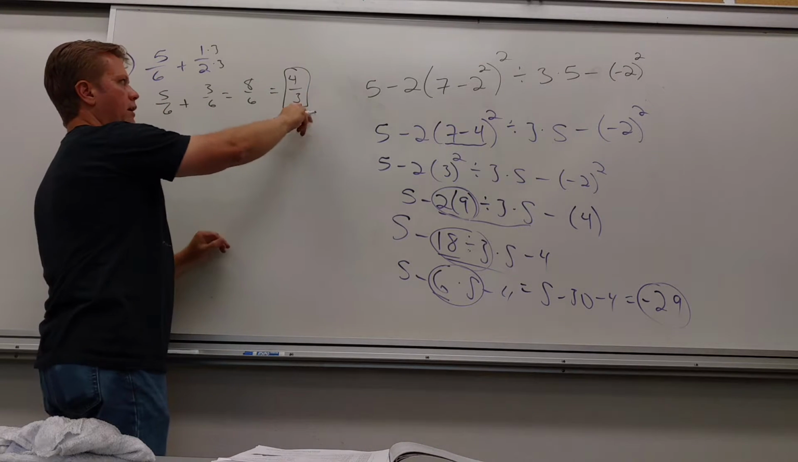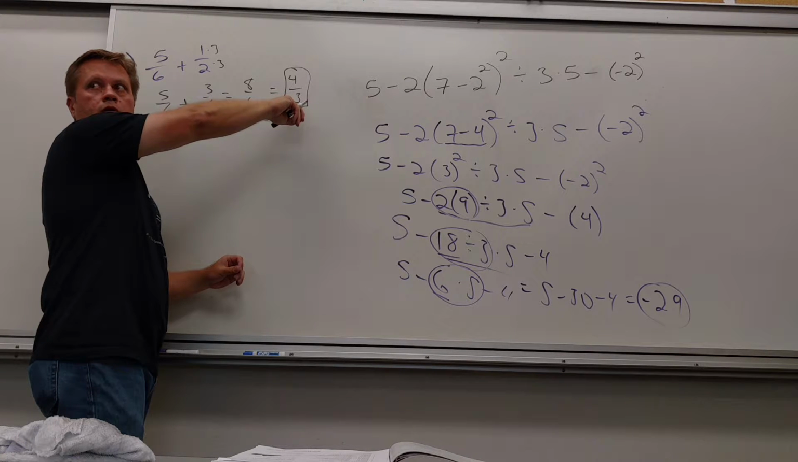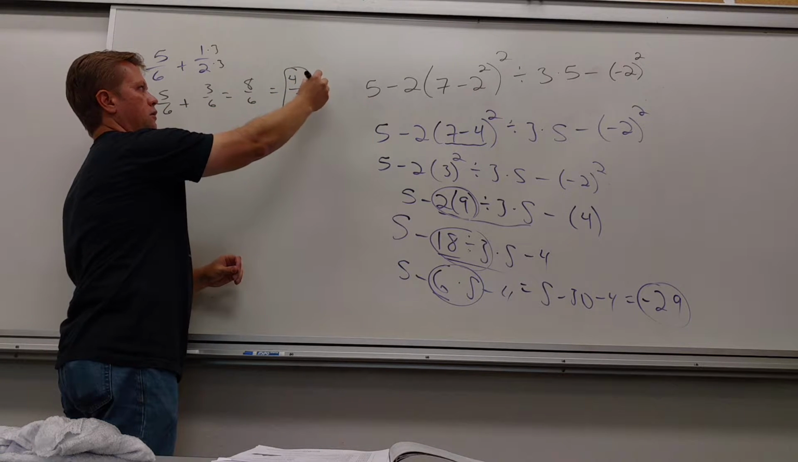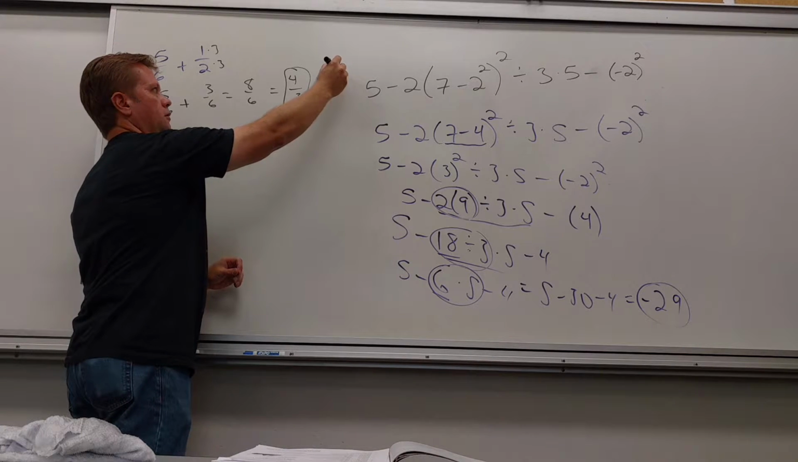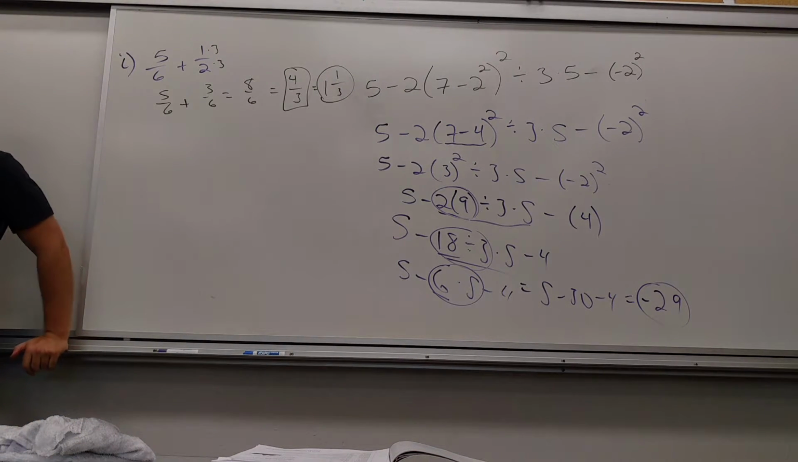Now that's fine. Or you can make it a mixed number. How would you make that a mixed number? 3 goes into 4 once with 1 left over. So if I don't say it, you can give it to me either way. I might say answer in mixed number form, just to make sure you can do that. If I don't, you can give me either way.